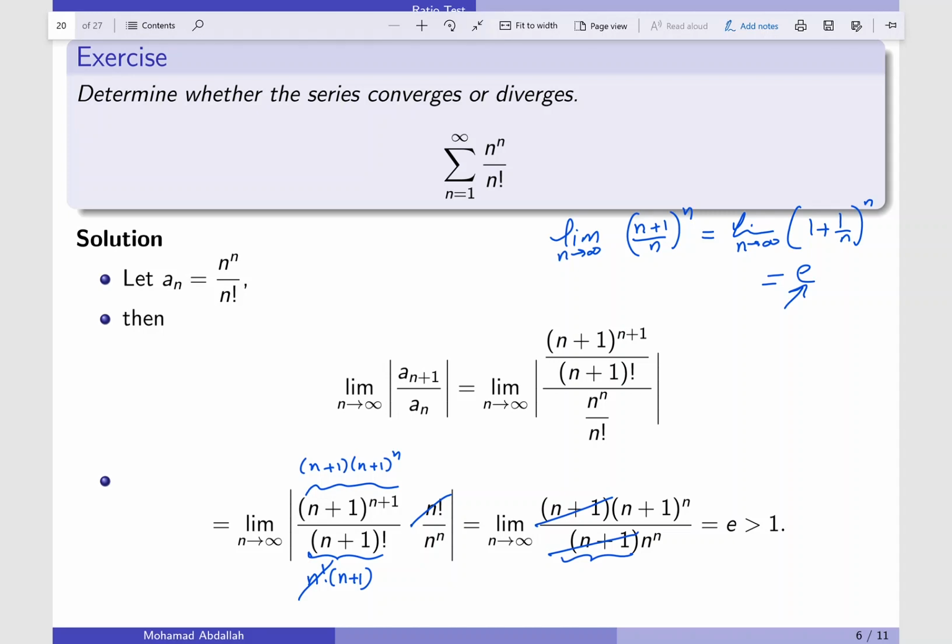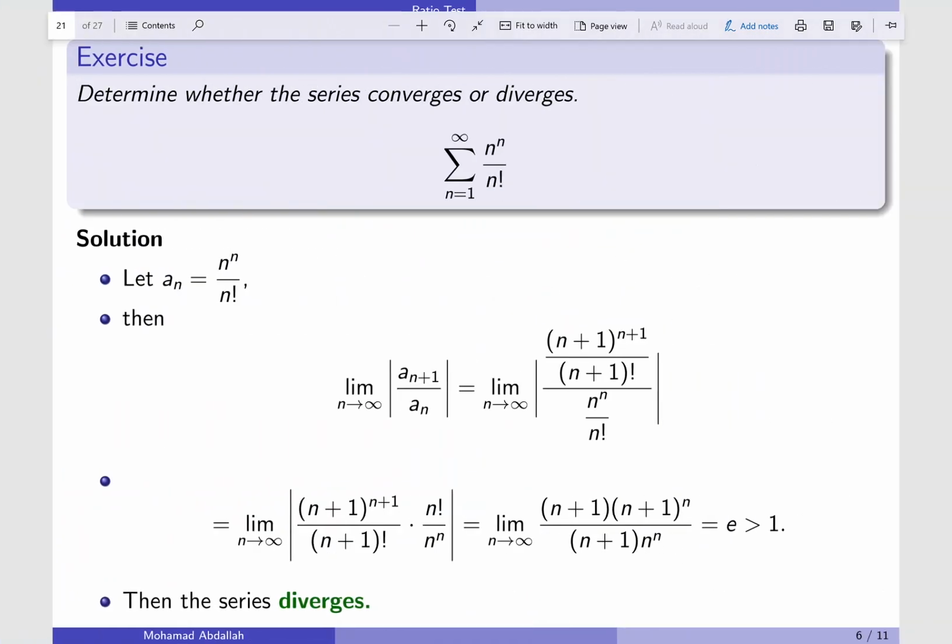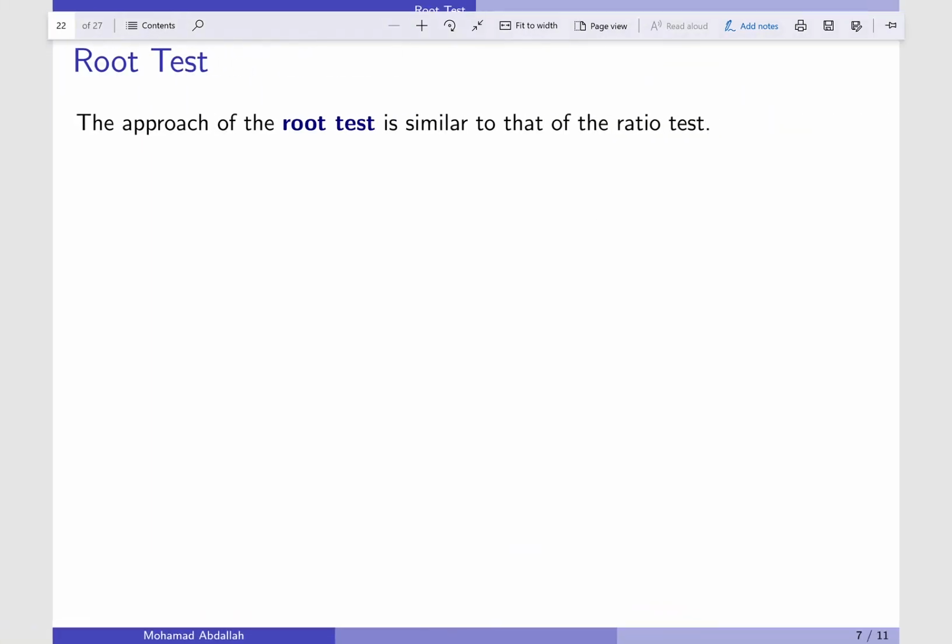So this is the limit of n plus 1 over n to the power n, and actually this is the main definition for the number E. If you recall this from pre-calculus, when we introduced exponential functions, E is the number defined by the limit as n goes to infinity of 1 plus 1 over n to the power n. Here E is bigger than 1. Because E is bigger than 1, the limit is bigger than 1. According to the theorem of the ratio test, this is going to be divergent. So the series diverges. Okay, this is one test.